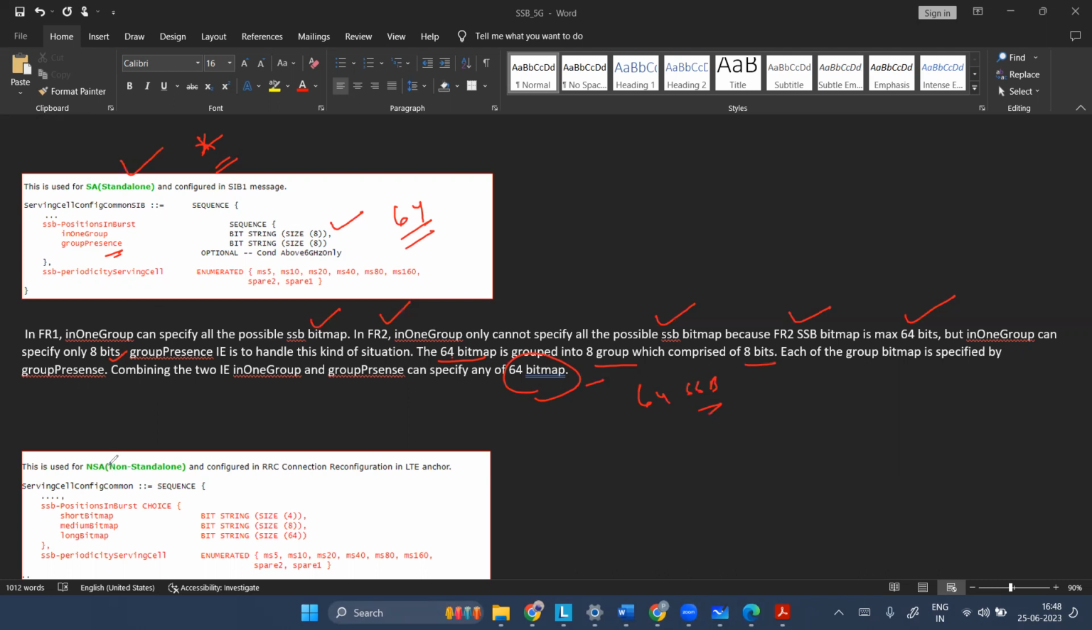Now in NSA, we have a slightly different configuration. My question to you is, why do we have a different configuration for standalone and non-standalone? We could have defined the same thing, like in one group and group presence here also. Let's say in NSA we have short bitmap, medium bitmap, and long bitmap. That could be here also, but we are dealing with it differently. So what could be the reason? If you have the answer, you can paste it in the comments and we can discuss that.